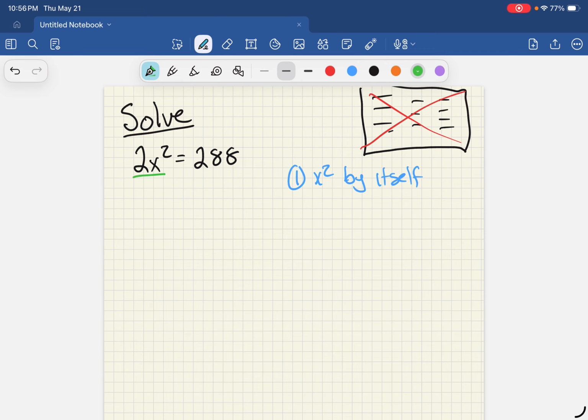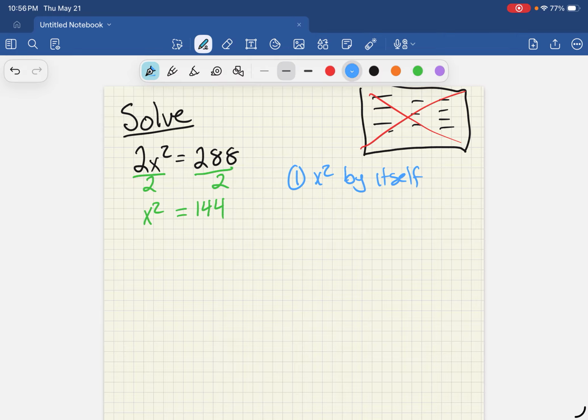So we'd start and we would get x squared by itself. The same rules for solving a basic equation apply here. I see multiplication, I divide. And this is going to give me x squared is equal to 144.